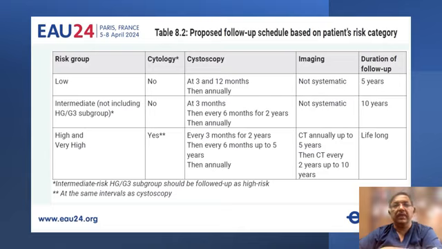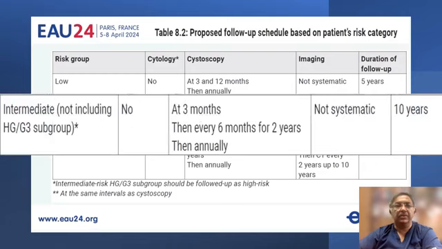For high and very high risk patients, cytology is mandatory. It is important that you do it every 3 months for 2 years, and then 6 months up to 5 years, and then annually. CT is done annually up to 5 years, and then CT every 2 years up to 10 years. The follow-up is lifelong in high and very high risk patients. So what has changed is that for intermediate risk patients, no systematic evaluation is required.